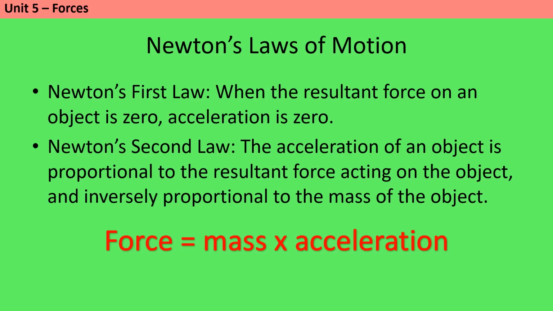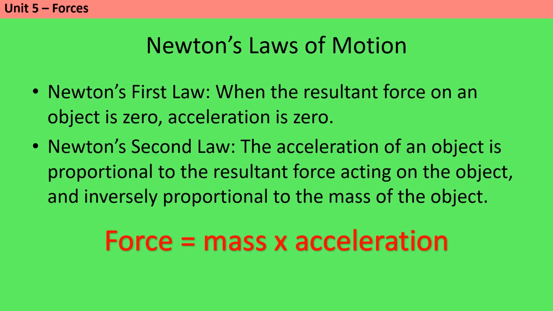In order to describe how those resultant forces will cause objects to move, we now need Newton's first and second laws of motion. The first law tells us that when the resultant force on an object is zero, acceleration is zero. That doesn't mean that the object is stationary, it means that its motion isn't changing. So if it is already stationary, it will stay stationary, but if it's already moving at a constant speed, it will continue to move at that constant speed.